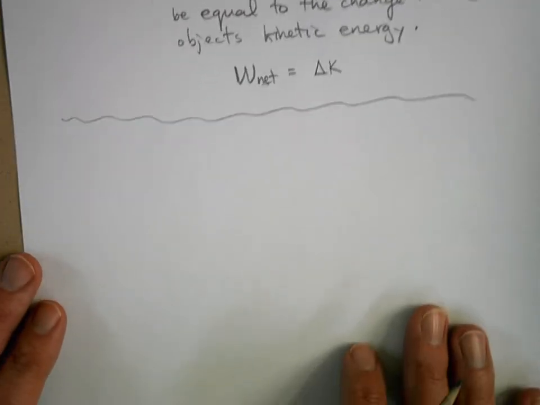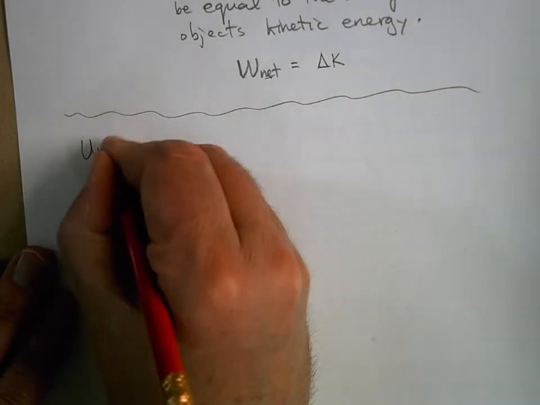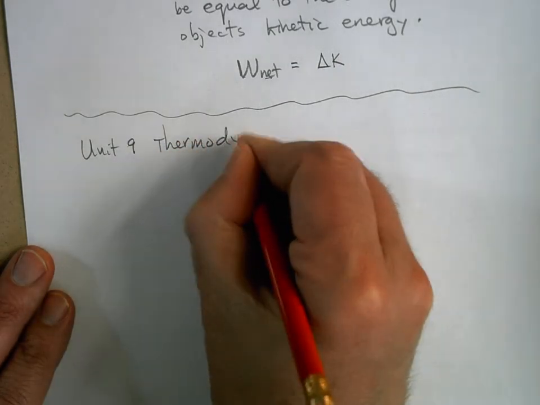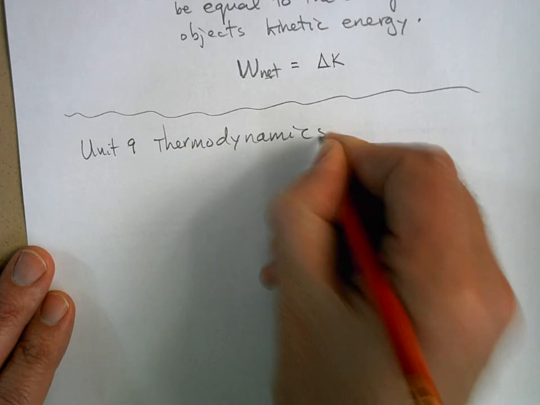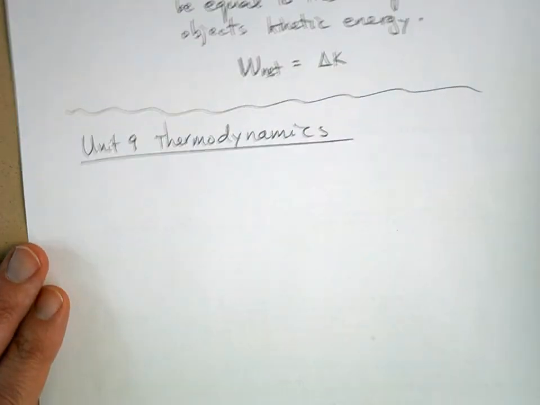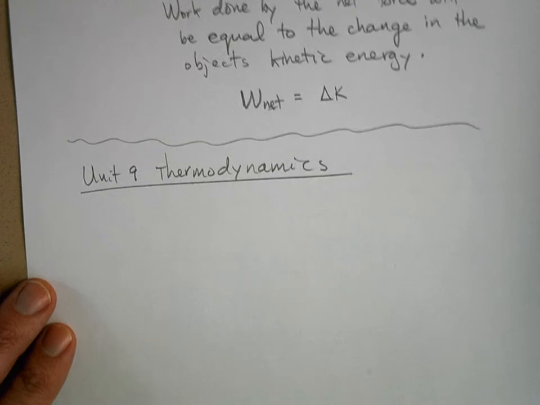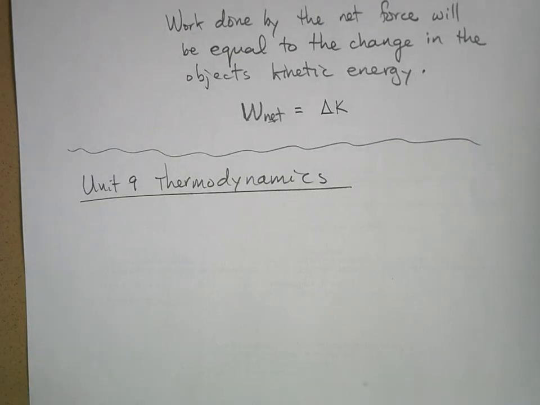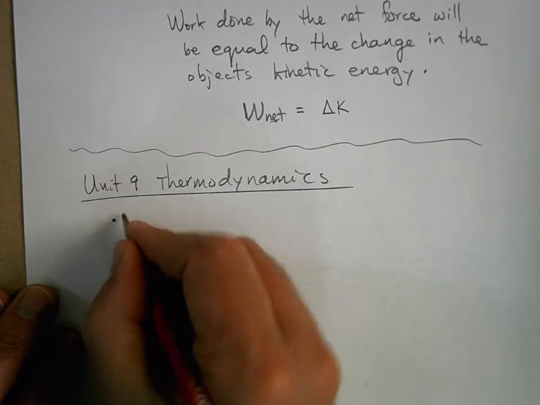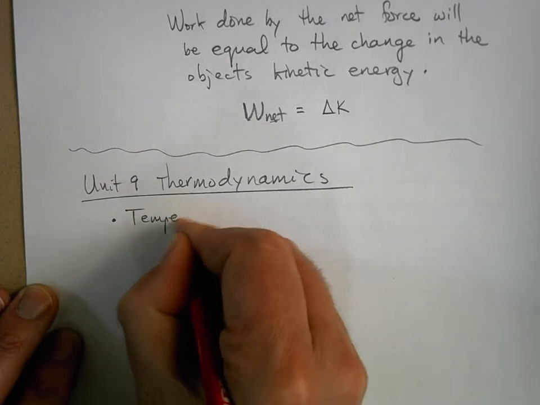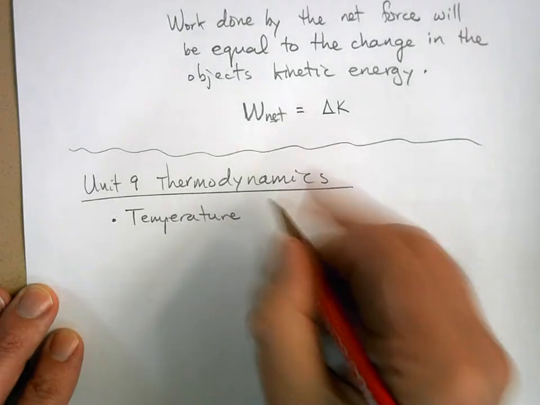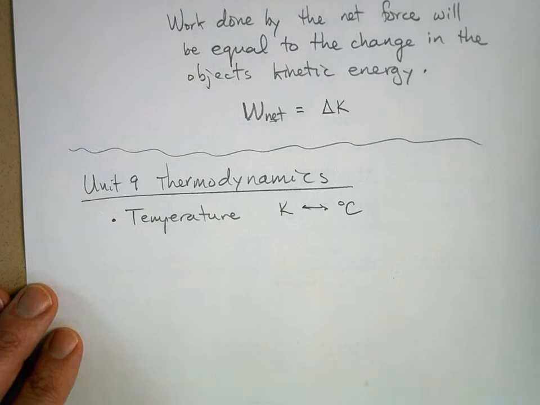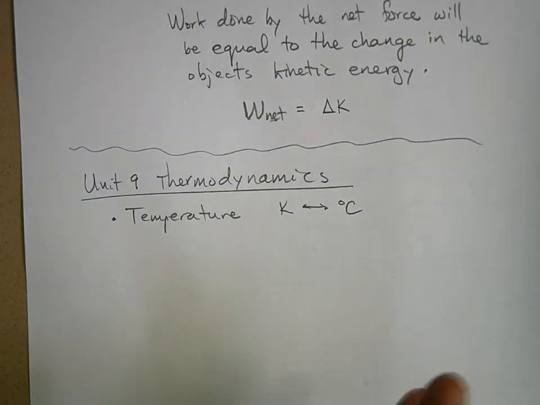Now we'll do Unit 9. This was on thermodynamics. Here we're dealing with heat. First thing you need to know is what is temperature and how to go from Kelvin to degrees Celsius. I'm not going to put anything on degrees Fahrenheit on the test.